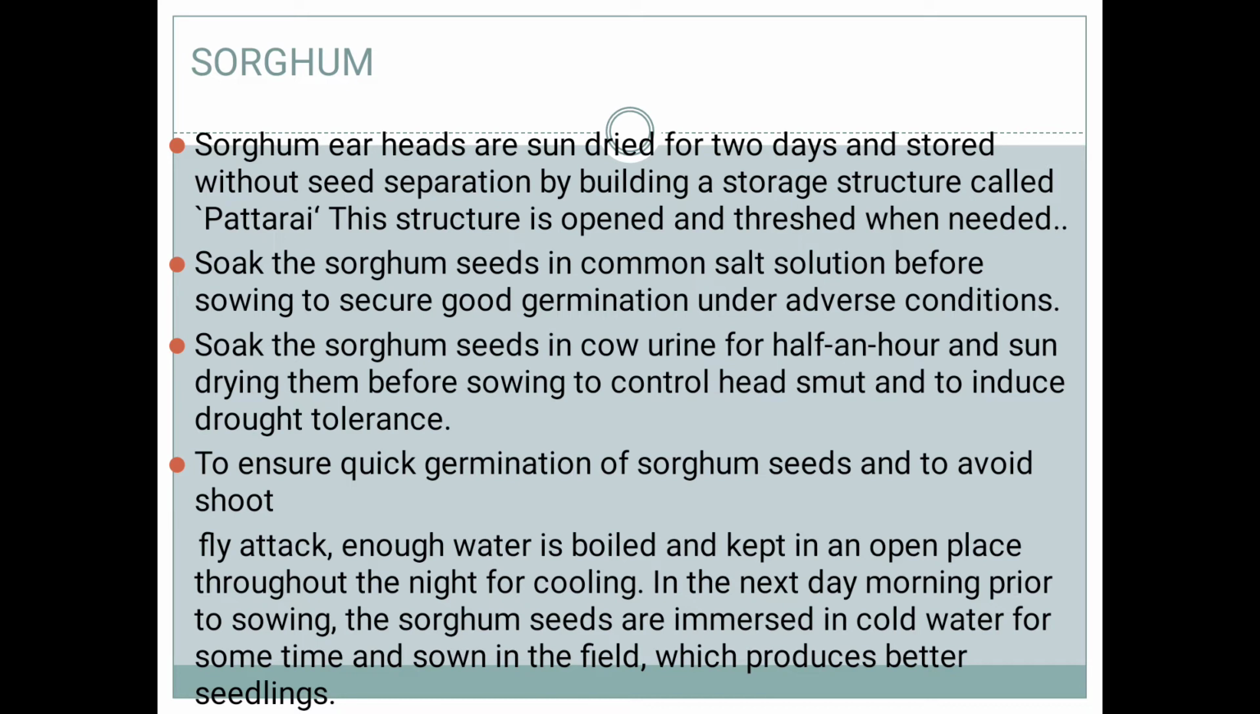Soak the sorghum seed in a common salt solution before sowing to secure good germination under adverse conditions. Soak sorghum seeds in cow urine for half an hour and sun dry them before sowing to control the head smut and induce drought tolerance.